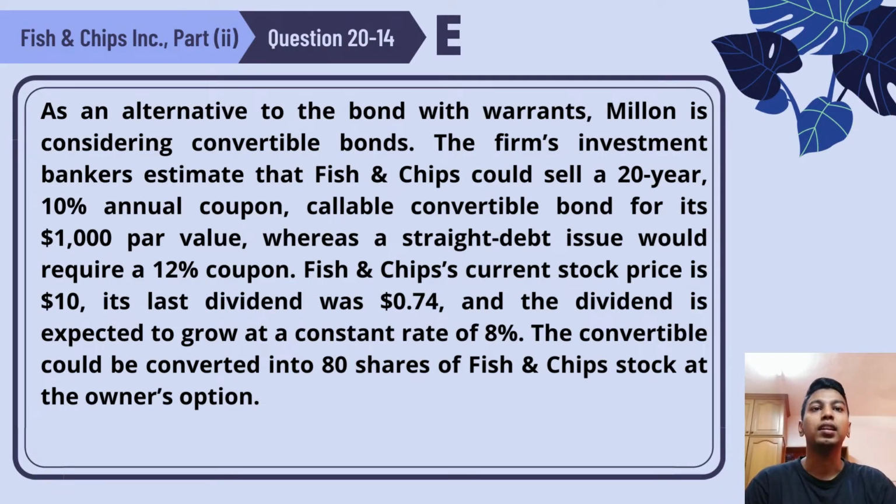Question E. As an alternative to the bond with warrants, Milan is considering convertible bonds. The firm's investment bankers estimate that Fish and Chips could sell a 20-year, 10% annual coupon callable convertible bond at its $1,000 par value, whereas a straight debt issue would require a 12% coupon. Fish and Chips' current stock price is $10. Its last dividend was $0.74, and the dividend is expected to grow at a constant rate of 8%. The convertible could be converted into 80 shares of Fish and Chips stock at the owner's option.